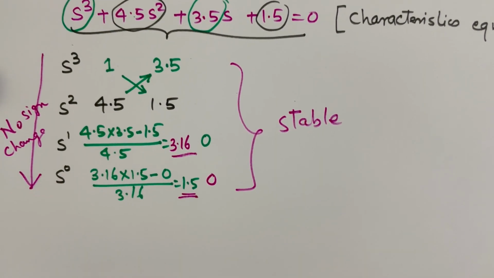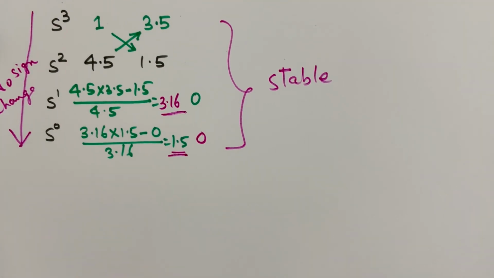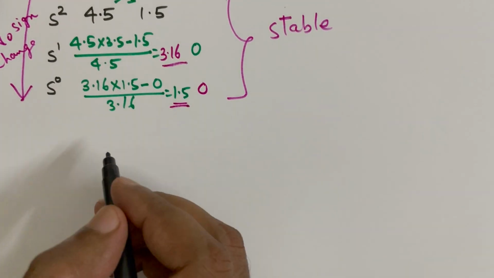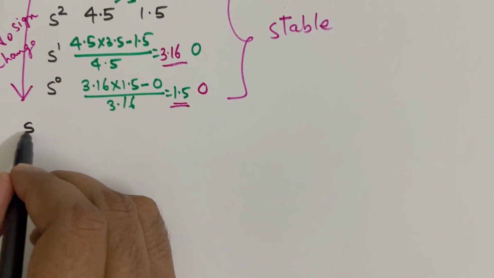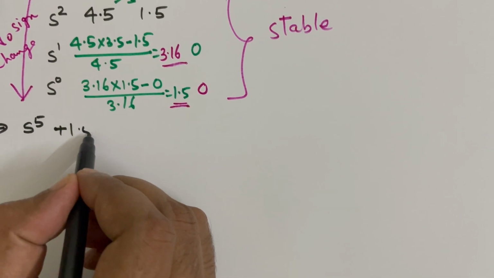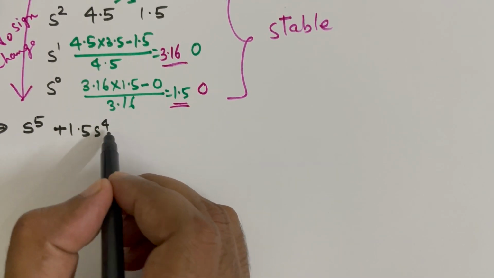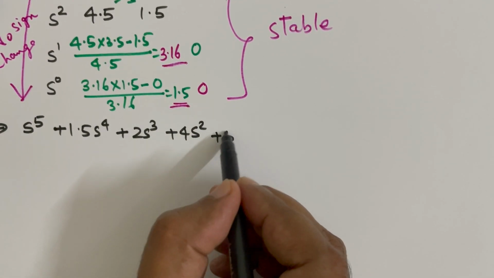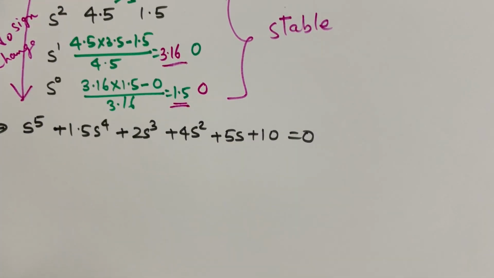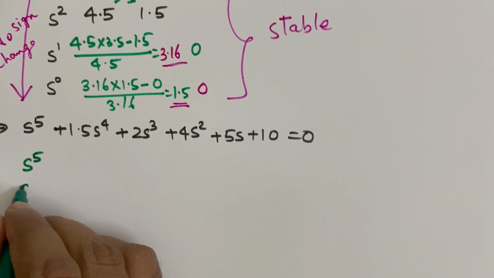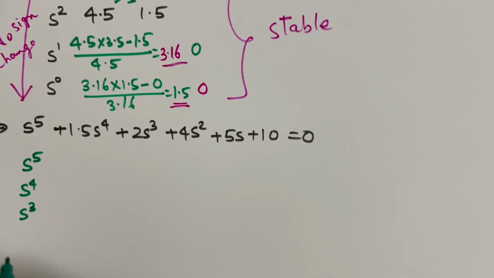We'll take another example. In that we might be having some sign change. So let us take that one. Consider a system whose characteristic equation is S^5 + 1.5 S^4 + 2 S^3 + 4 S^2 + 5 S + 10 = 0. So this is the characteristic equation. So we are going to write S^5, S^4, S^3, S^2, S^1 and S^0.